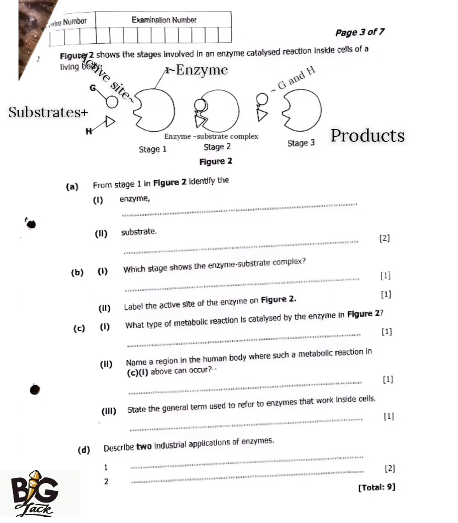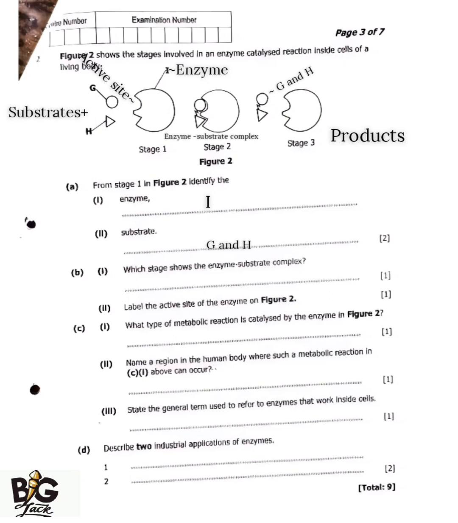The first one, question A, says from stage 1 in figure 2, identify the enzyme. As for the enzyme, I'm going to say I. I is an enzyme, and an enzyme is a biological catalyst. Then for Roman numeral 2, a substrate. The substrate we can say is G and H, or H and G.